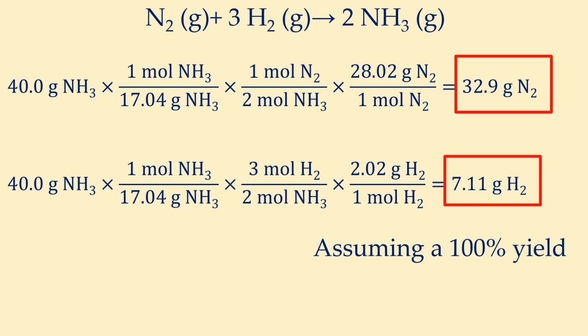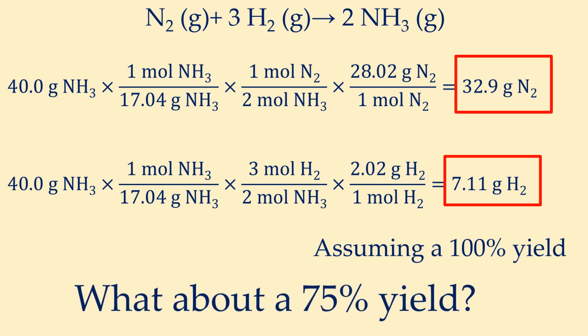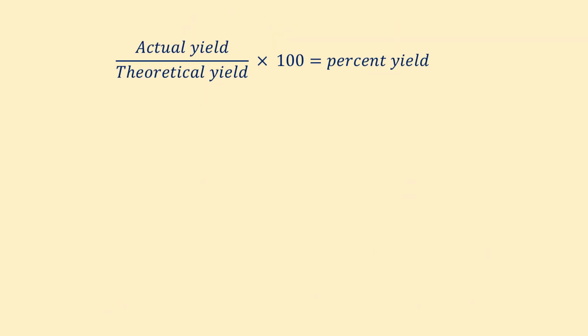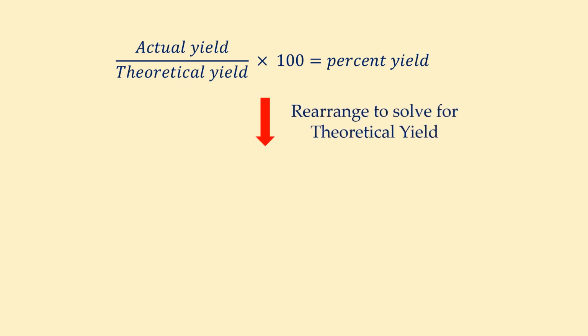Now, this is assuming a 100% yield. Most reactions won't have this high efficiency. What about a 75% yield? Let's go back to our percent yield equation. I can rearrange this equation to solve for the theoretical yield.